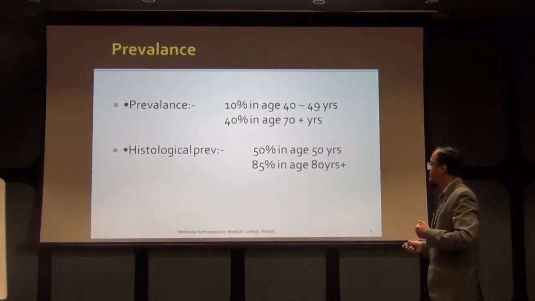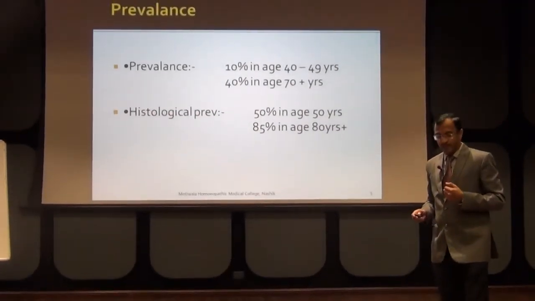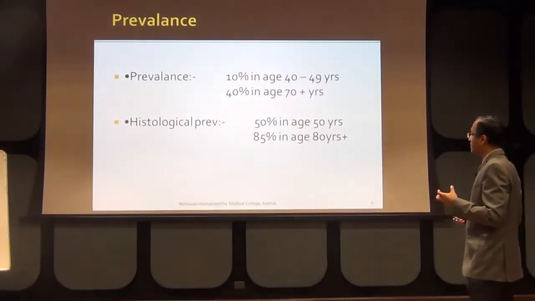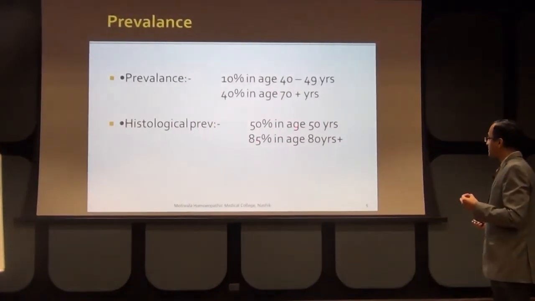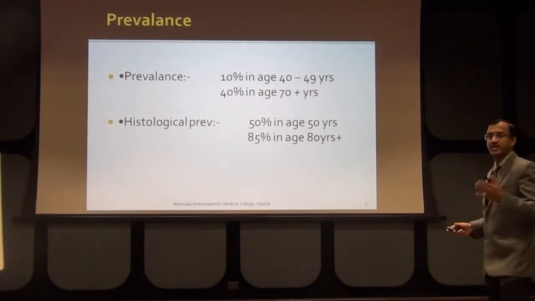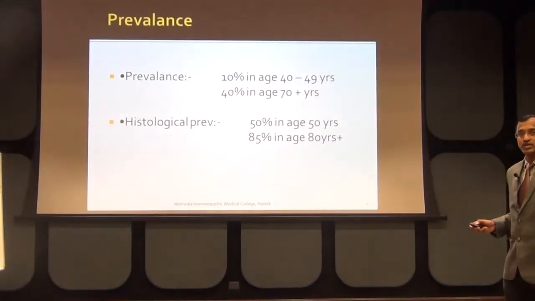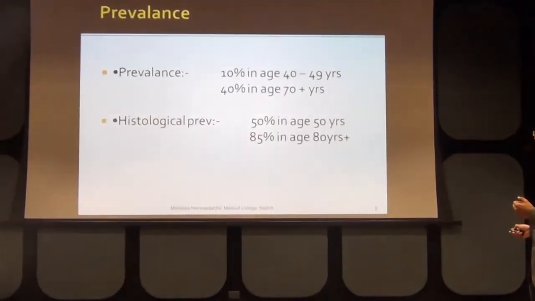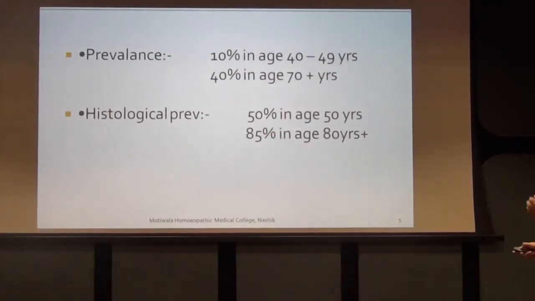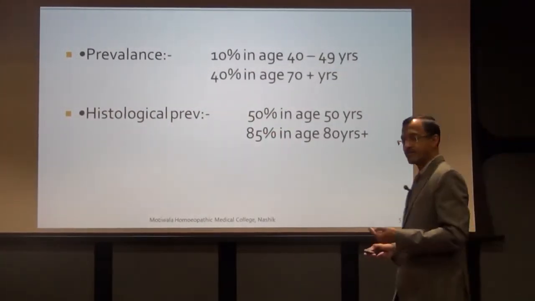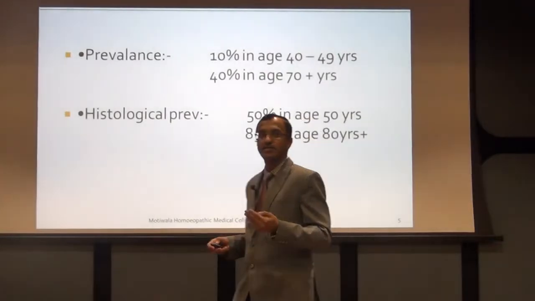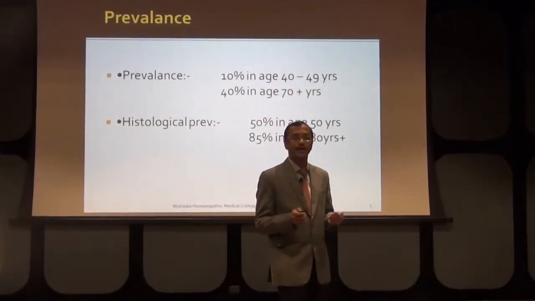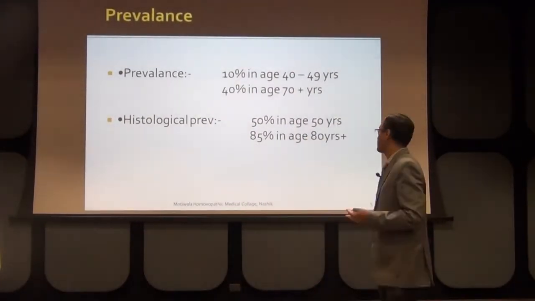If we talk about the histological prevalence, so as to study the histopathological appearance and diagnose, 50% of people in the age group of 50 years will be diagnosed as having benign prostatic hypertrophy, whereas 85% above the age of 80 years have the condition where we can histopathologically diagnose it as benign prostatic hypertrophy.